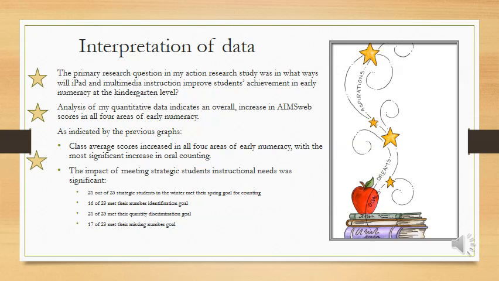The impact of meeting strategic students' instructional needs was significant. 21 out of 23 strategic students in the winter met their spring goal for counting. 16 of 23 met their number identification goal. 21 of 23 met their quantity discrimination goal. And finally, 17 of 23 met their missing number goal.